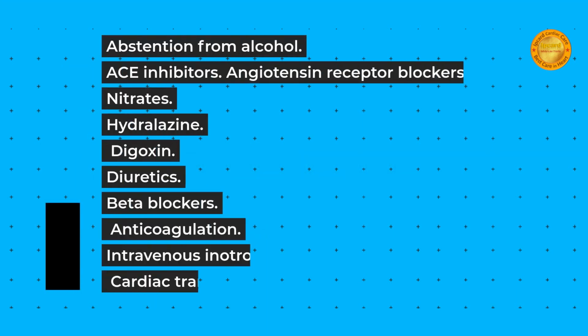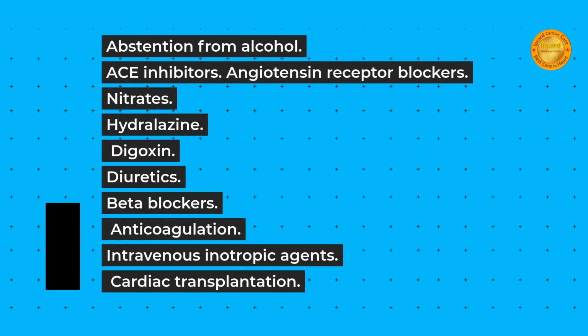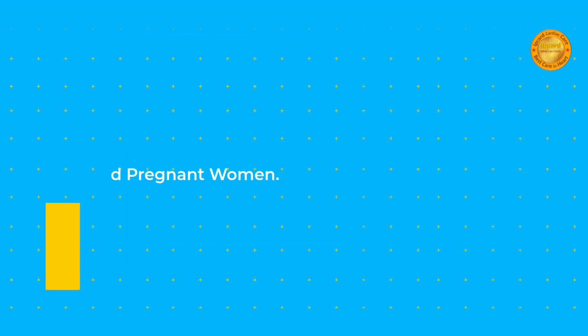Treatment for alcoholic cardiomyopathy. Abstention from alcohol. ACE inhibitors. Angiotensin receptor blockers. Nitrates. Hydralazine. Digoxin. Diuretics. Beta blockers. Anticoagulation. Intravenous inotropic agents. Cardiac transplantation.